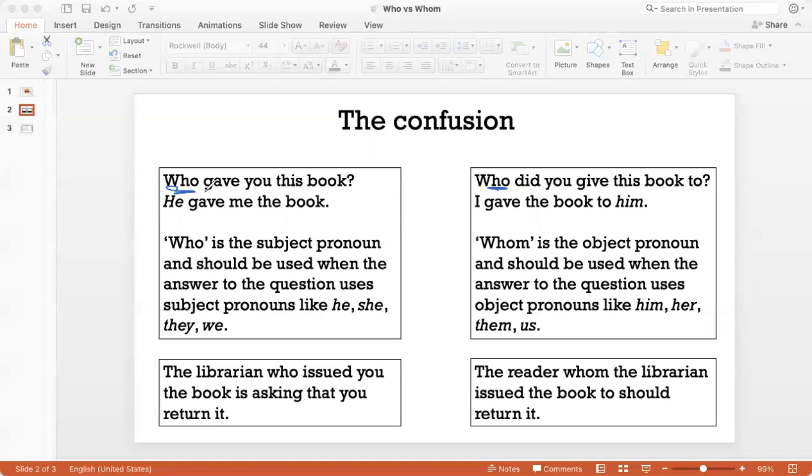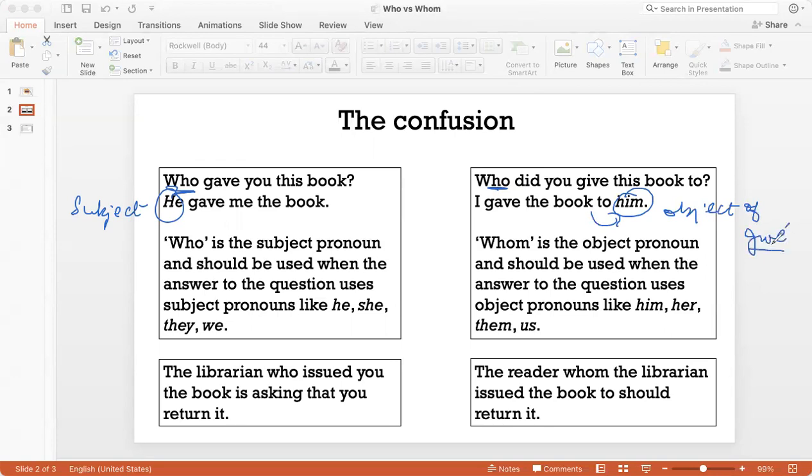So when I answer the question, who gave you this book? The answer is he. He gave me the book, right? This person, the subject. When I answer the question, who did you give this book to? I say I gave the book to him. This is the object of the verb give. I gave the book to him.